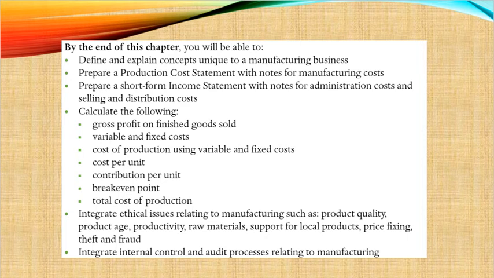And then here are the important calculations. You need to be able to calculate gross profit on finished goods sold. You need to be able to calculate variable cost and fixed cost. You need to calculate the cost of production using variable and fixed cost. If you can't calculate the variable and the fixed cost, you won't be able to work out total cost of production. Then, very important, you need to know how to calculate cost per unit.